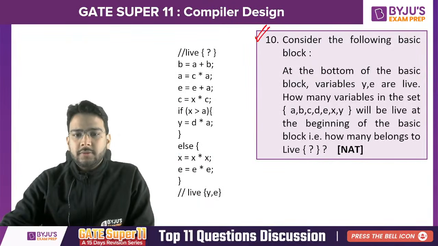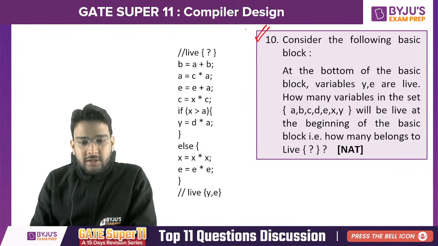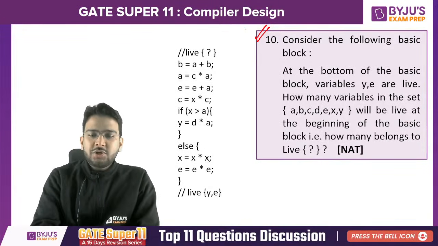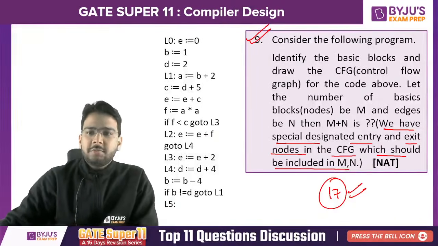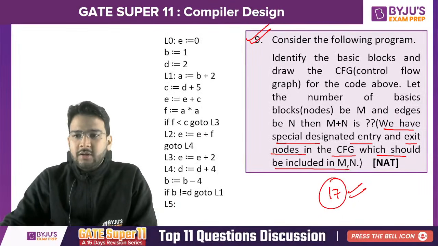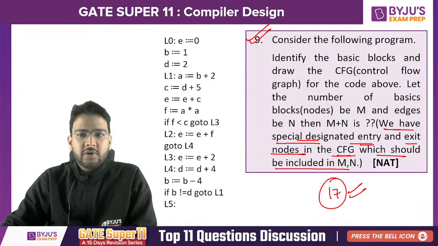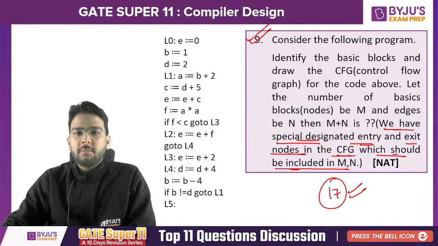Let's proceed and solve this question based on liveness analysis. Question number 10. Liveness analysis. Yes, we have to include it. It is mentioned in the question, Nisha. It is mentioned explicitly: we have special designated entry and exit nodes in the context-free grammar, which should be included in M, N.